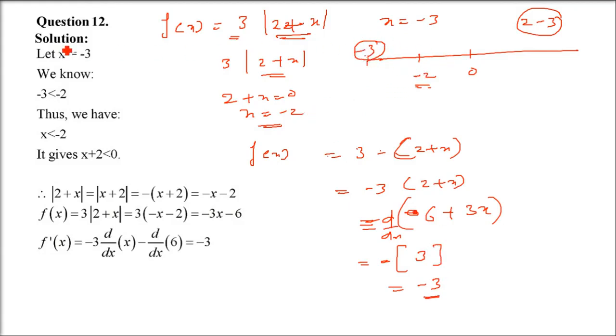The best thing is, whenever you have this mod and some value is given, just put that value and see whether it is negative or positive. And if it is negative, remove the mod with a negative sign of that function. For example, we did 2 plus x, removed the mod and we just put a negative in front of it.